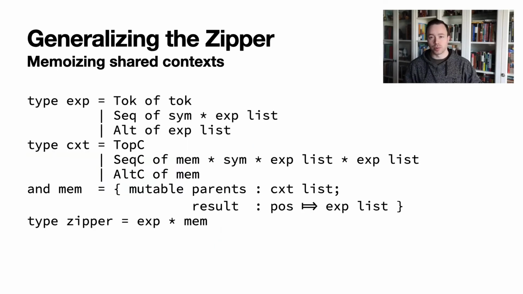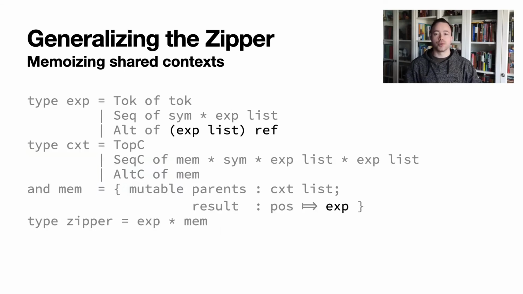To address this, we will adjust our memoization code to also memoize contexts in addition to expressions. Because the situation only arises for alternate nodes, we simply extend the alt constructor to have a mutable list of child expressions. This will allow us to incrementally update a constructed alt node's list of children as new zippers return up through the tree. We also now only need a single expression to be saved in the result field of the memoization entry. Let's see how it works.